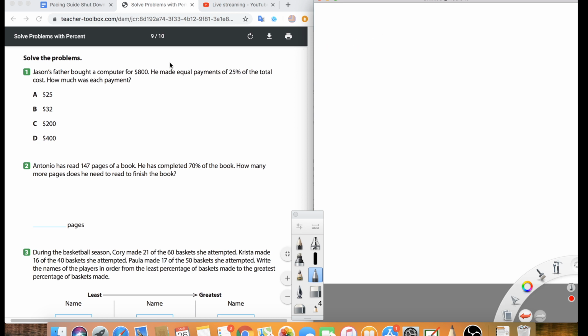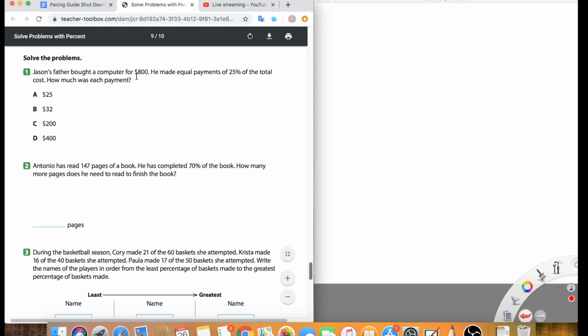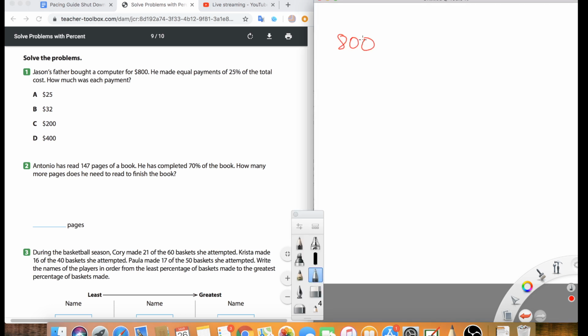Now, for this one, Jason's father bought a computer for $800, and he made equal payments of 25% of the total cost. He didn't pay $800 right away. He paid it monthly, each payment. But each payment was 25% of this amount. The answer has to be less than $800 because you're not paying $800 every month. You're paying equal payments of 25% each month. So you must take $800 and multiply that by the 25%. And that should give you your answer here.